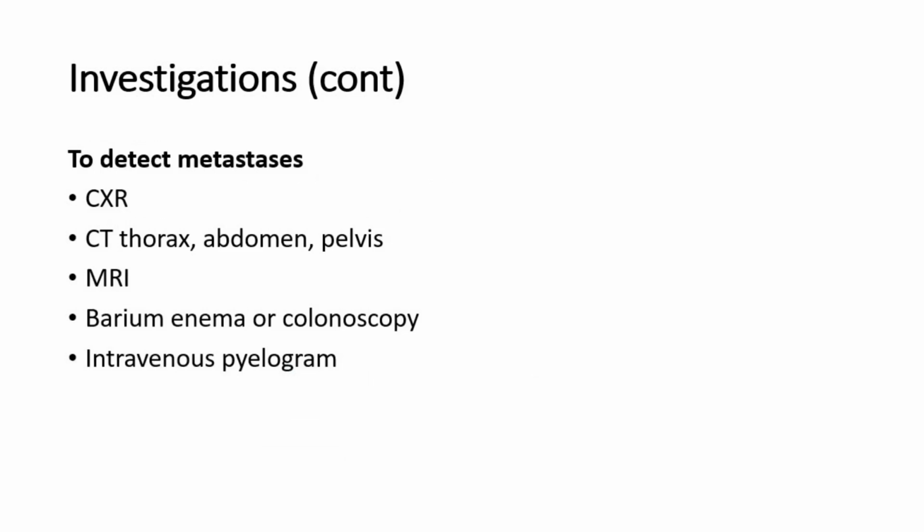To detect metastasis, we can do chest x-ray, CT thorax, abdomen and pelvis, MRI scan, barium enema or colonoscopy, and also intravenous pyelogram. Chest x-ray is to detect pleural effusion or pulmonary metastasis, and is also useful for staging. Barium enema or colonoscopy is to differentiate between ovarian CA and colon CA, and also to assess whether the bowel is involved or not. Intravenous pyelogram is to detect tumor invasion into the urinary tract. The most promising diagnostic approach would be a combination of the tumor marker CA125 plus ultrasound.